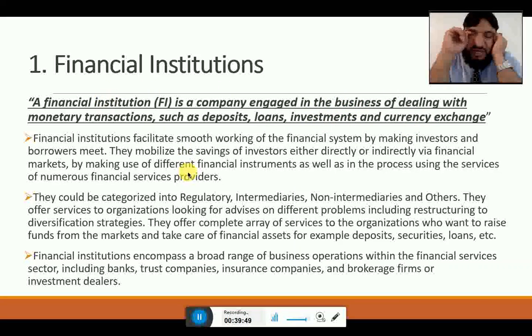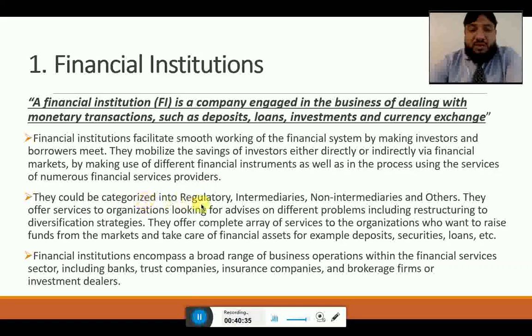The best example of the financial institutions is the commercial banks, right? It could be a pension fund, it could be a financial intermediary, it could be a broker firm, right? So financial institutions facilitate smooth working of the finance system by making investors and borrowers meet. Their main job is to make the investor meet the borrower, right? They mobilize the savings of investors either directly or indirectly via financial markets by making use of different financial instruments, as well as in the process using the services of numerous financial service providers, right?